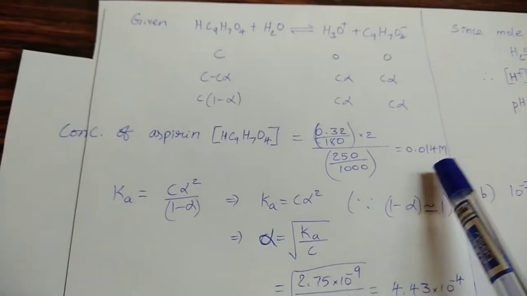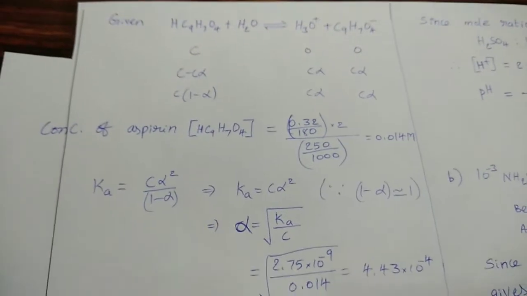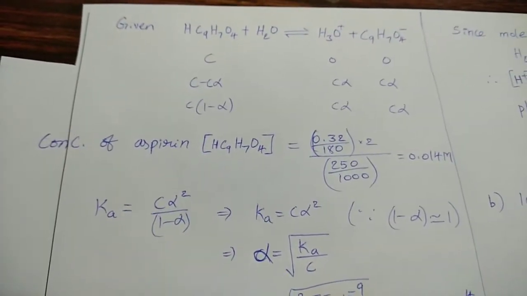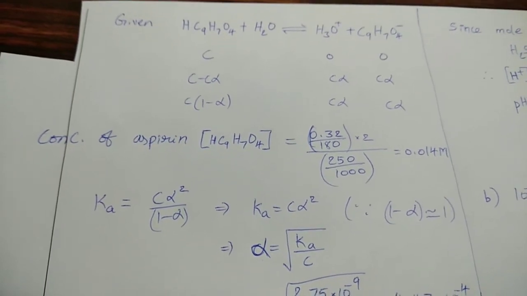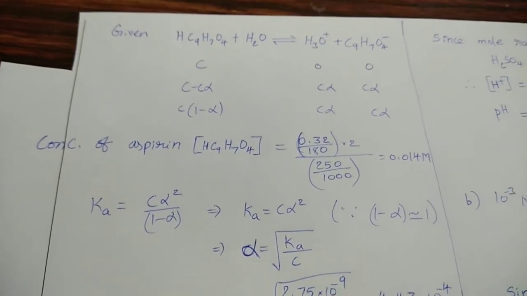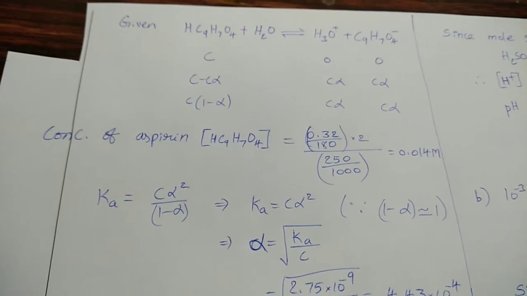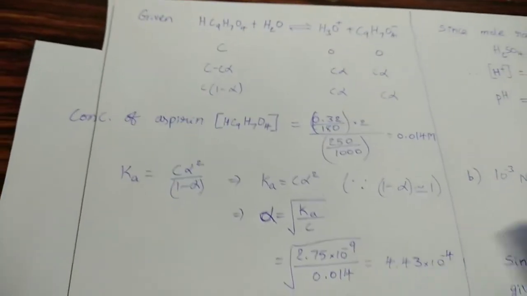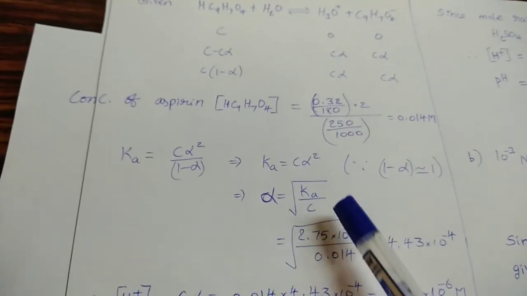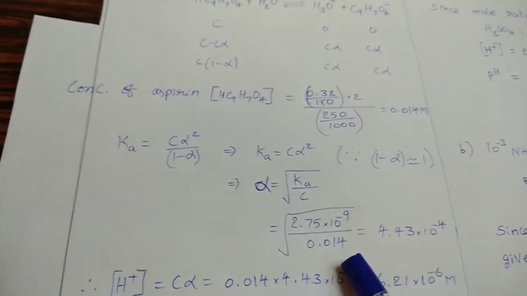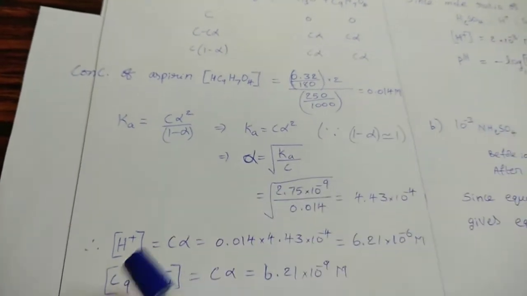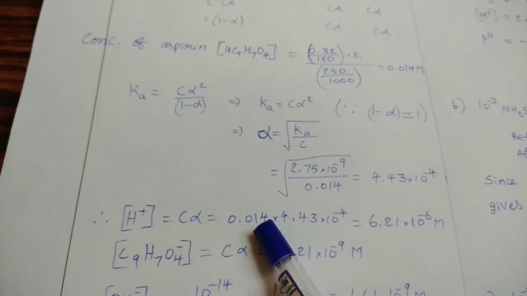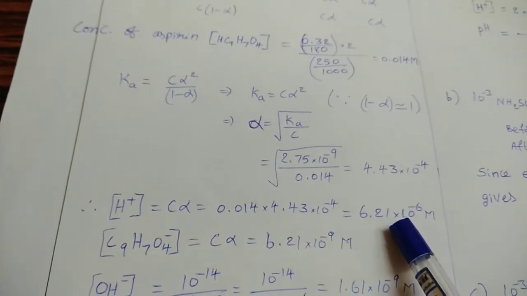get 0.014 molar. Here also the concentration of the aspirin is large, and the degree of ionization is very small compared to this concentration, so we can consider 1 minus alpha is nearly equal to 1, so Ka equal to C alpha square, alpha equal to square root of Ka by C. Substitute Ka value and C value, we can get this one. From this, H plus ion concentration, what is the expression? C alpha, C value, alpha value substitute, we can get this.